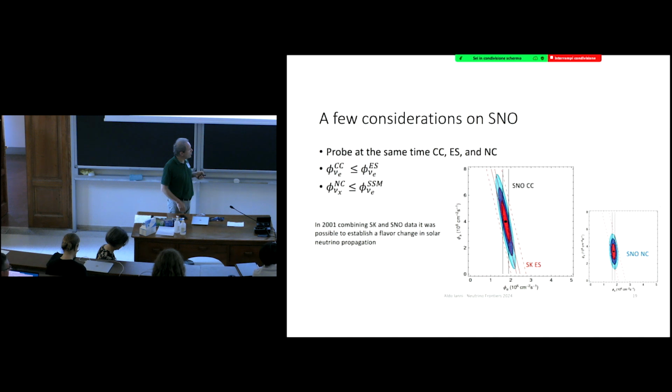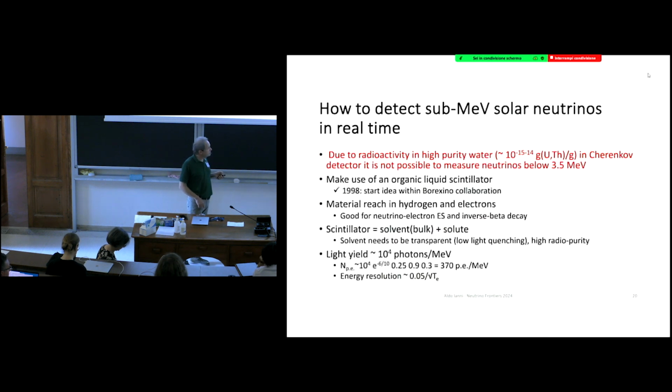So the important point is to establish that the flux of electron neutrino is not greater than the elastic scattering when using charge current, and in the case of neutral current can be as large as what you produce from the theory. Okay, now let's ask ourselves, how is it possible to measure sub-MeV solar neutrinos?